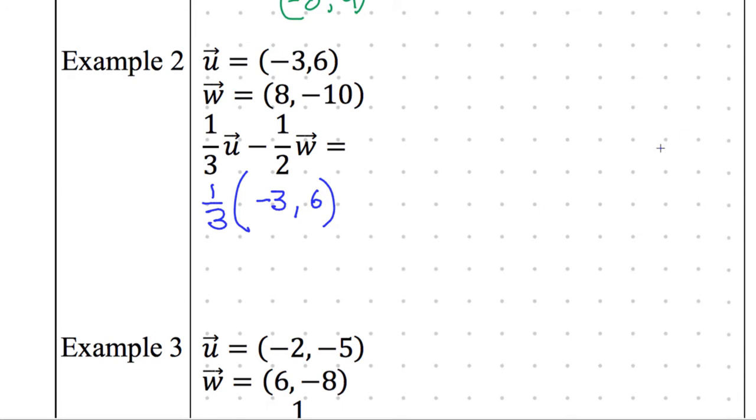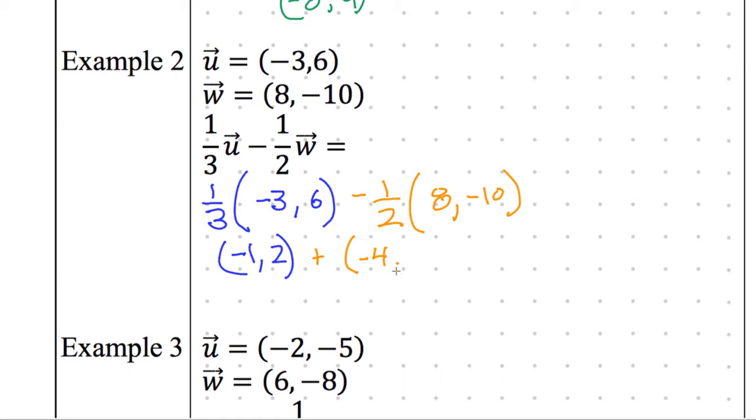Okay, Daisy, you do the next part. And then it's subtracting 1/2 times <8, -2>. All right, Rochelle. It will be <-1, 2> minus <4, -5>. So are you adding the <-4, 5> like that, or are you subtracting these? Subtracting, because it's 1 over 3 u minus 1 over 2 w.